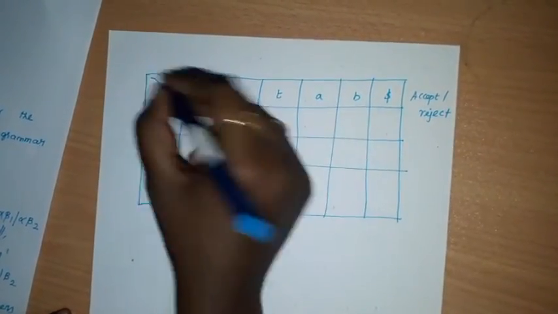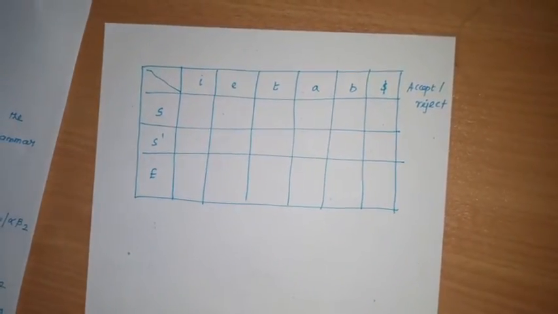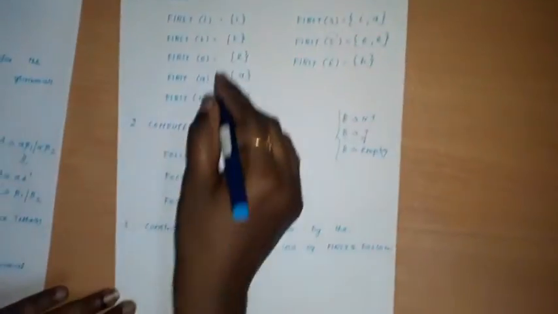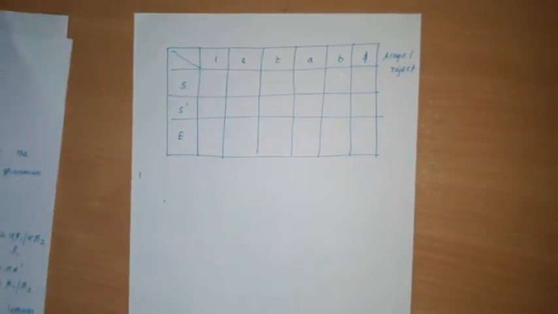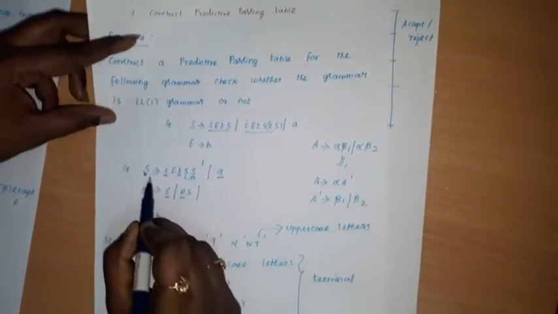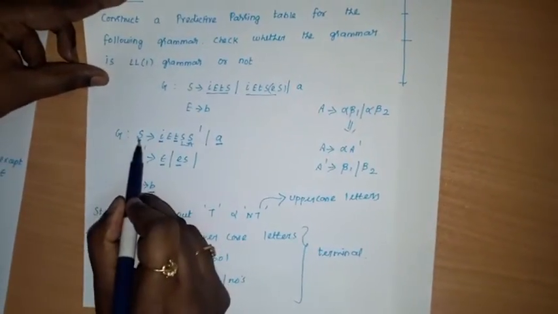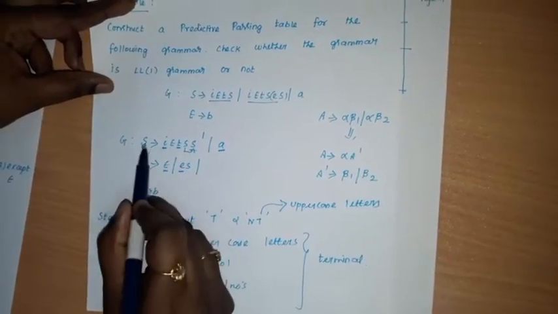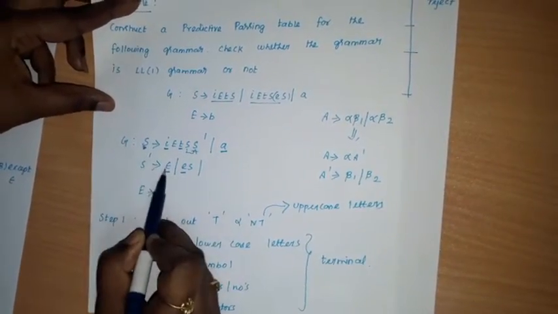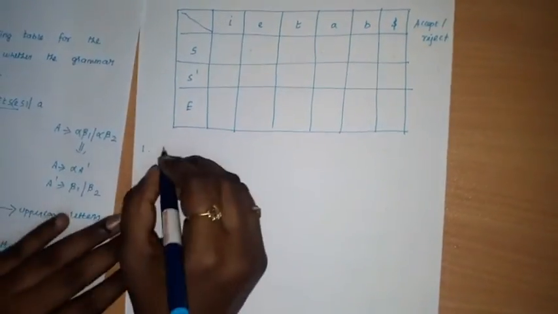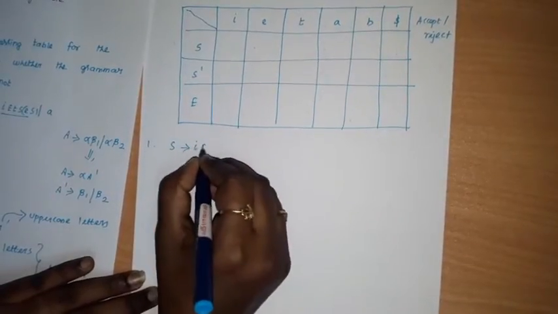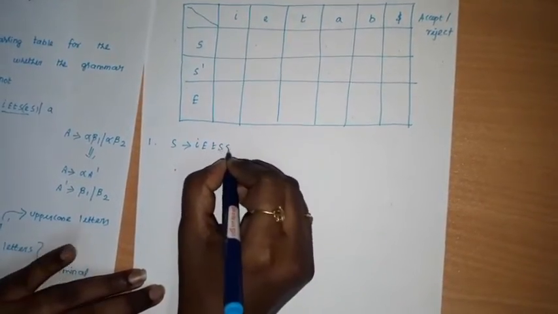Okay, now we are going to fill up the predictive parsing table by the use of first and follow values. First step, write the productions from the original grammar. Here there will be 5 productions. First production is S tends to iEtSS', second S tends to a, third S' tends to epsilon, fourth S' tends to eS, last one is E tends to b. So the first production is S tends to iEtSS'.